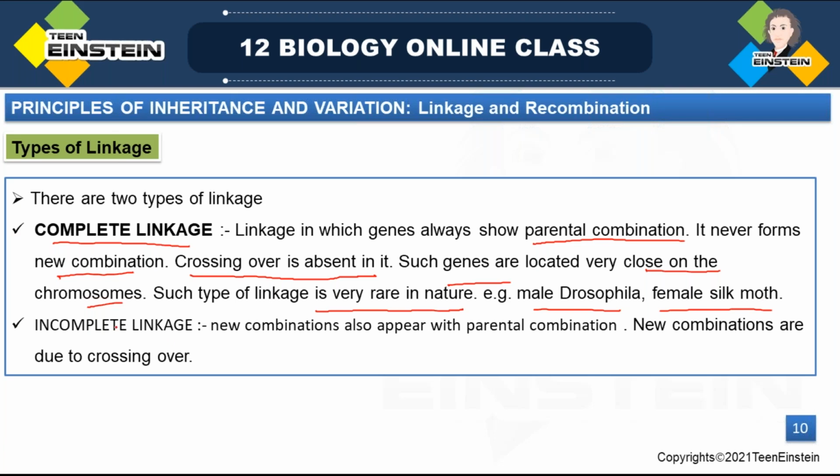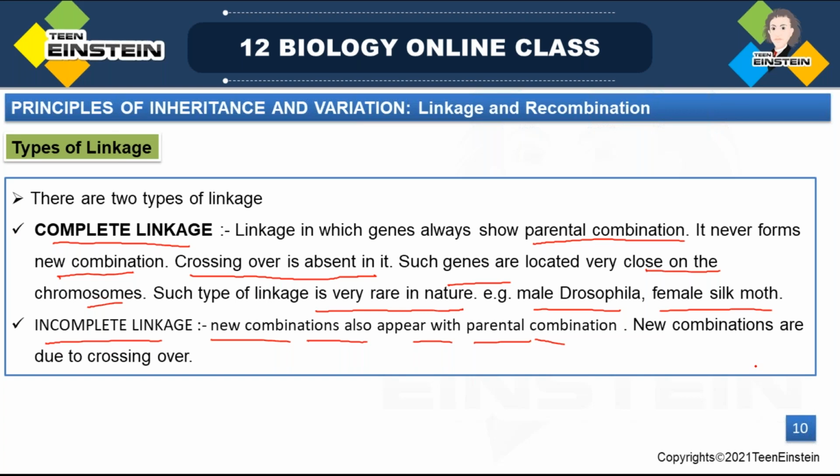And what is incomplete linkage? What do you mean by incomplete linkage? In incomplete linkage, new combinations also appear with parental combination. There not only the parental combination, there are new combinations. New combinations also will be present in the incomplete linkage. When the linkage is complete, the genes will be located nearby and there is less chance of crossing over and there won't be new combinations. In very few cases we can see such complete linkage. In male Drosophila and female silk moth you can see complete linkage. There only parental combinations you can see.